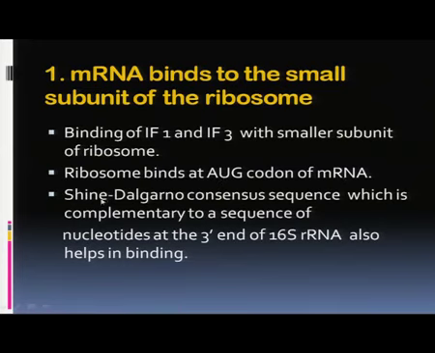And after that, the Shine-Dalgarno consensus sequence which is there in the messenger RNA is complementary to a sequence of nucleotides at the 3' end of 16S ribosomal RNA, which also helps in the binding of the ribosome with the messenger RNA. So, these are the different steps of how messenger RNA binds to a small subunit of the ribosome.